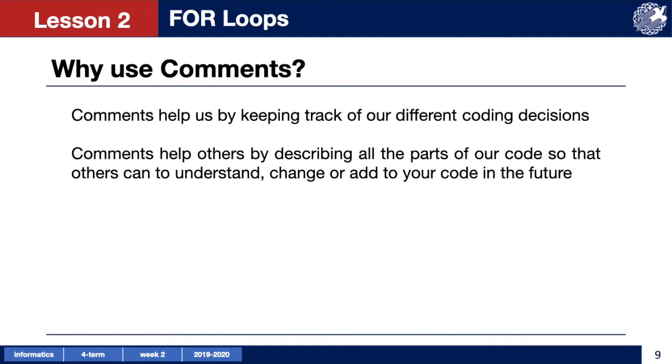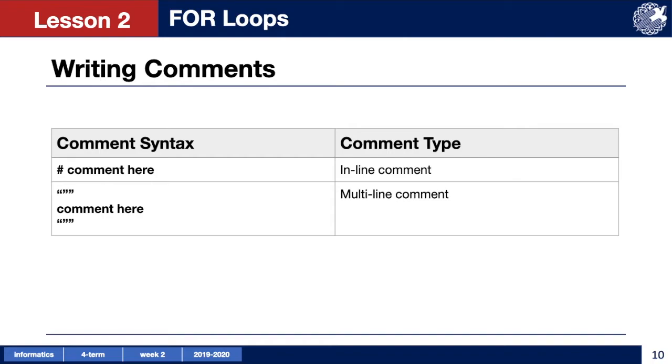There are two types of comments you can write in Python: an inline comment and a multi-line comment. Inline comments can be placed anywhere in your code that you think will be helpful to record information. To write an inline comment, start the line with a hashtag and then type your comment next to it. Now everything after the hashtag on that line will be totally ignored by the computer.